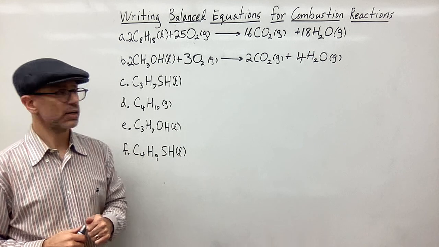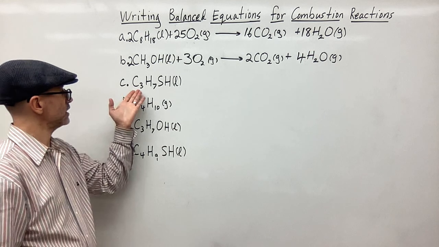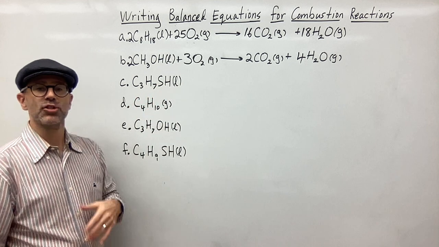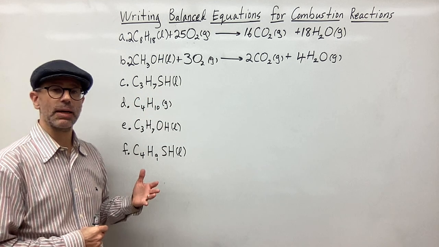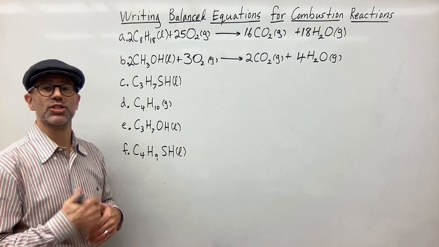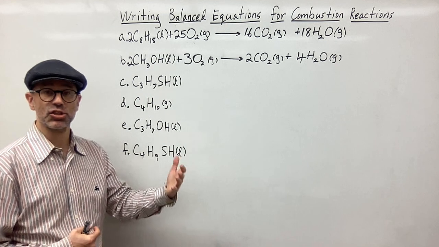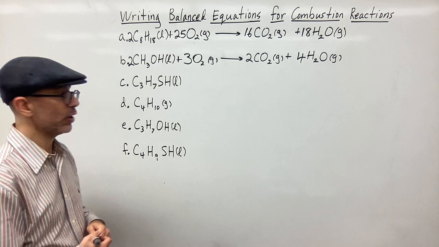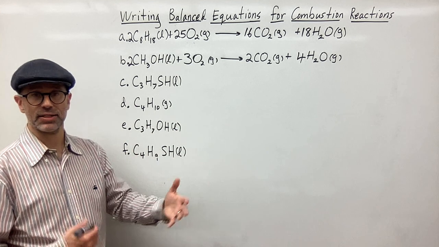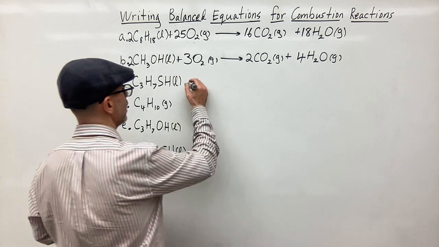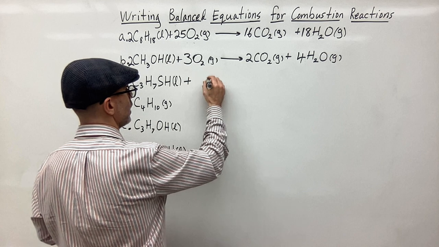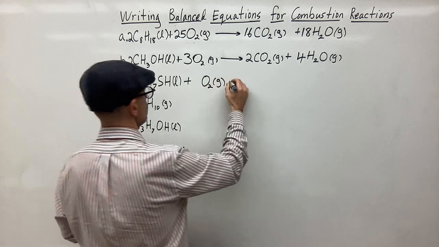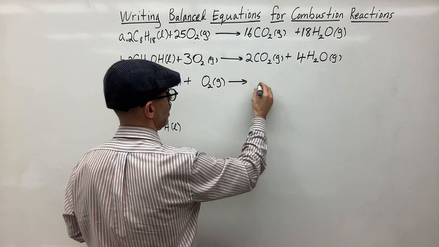Okay, let's keep going. So here I have C3H7SH. Now I have sulfur here. So here we're going to assume in the complete combustion that we're going to end up with sulfur dioxide as an additional product, in addition to the carbon dioxide and water. So here we'll have oxygen again as a reactant. And so now here we'll have 3 products.